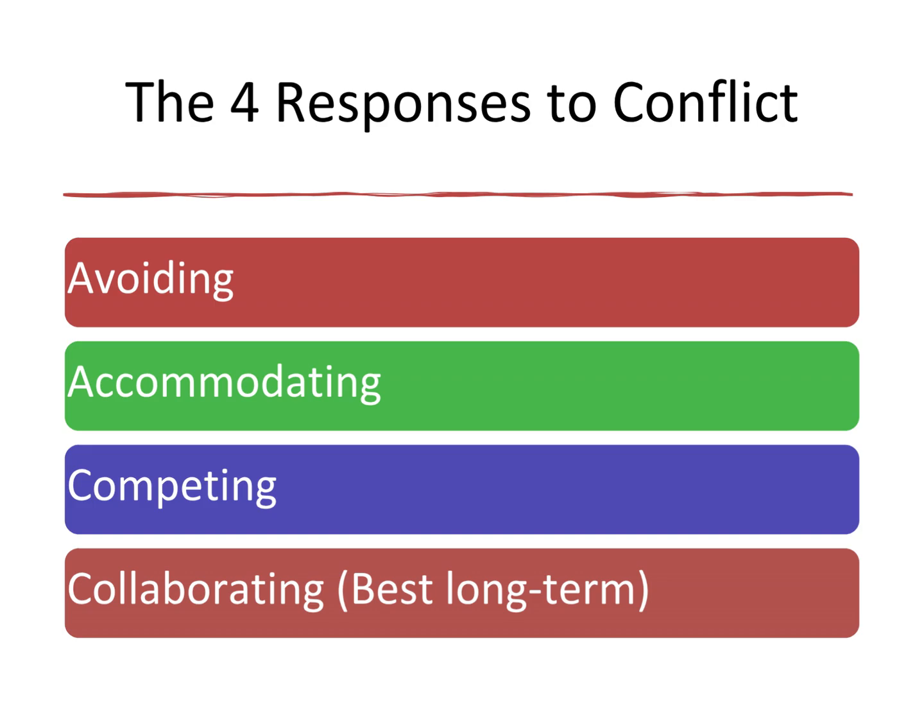Next, there's competing. Competing is when one person pursues their own concerns at the expense of others. This can be effective for quick decisions, but may be detrimental to the relationships in the long run.